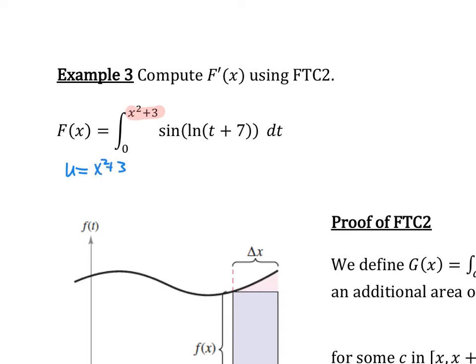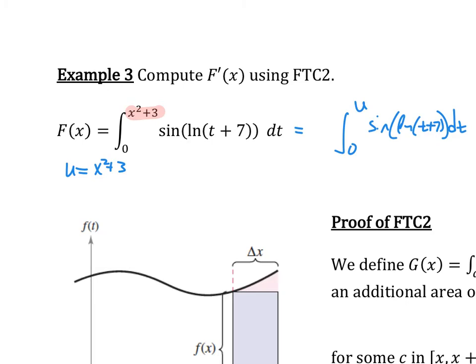All right, if that's the case, then this integral becomes the integral from 0 to u of sine of the natural log of t plus 7 dt. Now you should be looking at that and saying, oh my goodness, I can't take the integral of that. I don't know how to do that yet. I may never know how to do that. Well, we're in luck because we're not really trying to evaluate f of x. We want f prime of x.